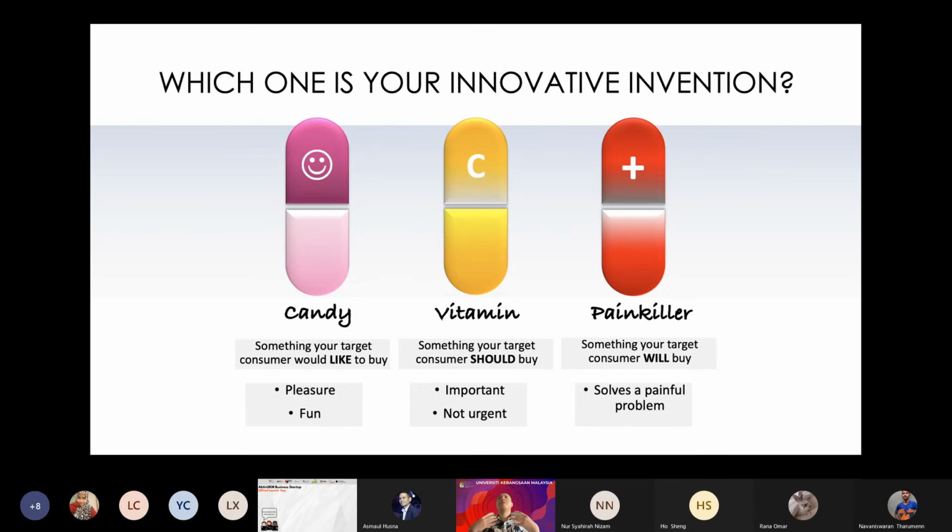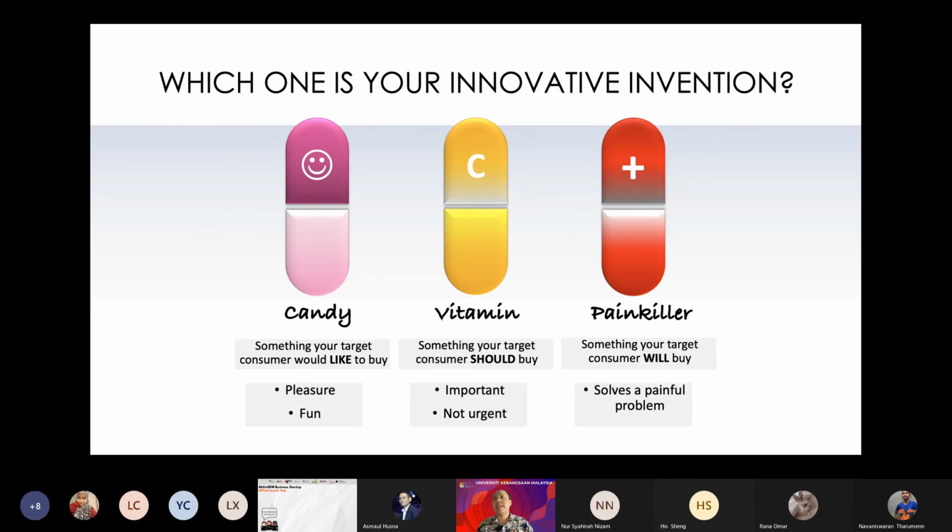Okay. So if your product is like this, you have to be careful as well, because when they see your product, they say, oh, I want to buy it, and then they look at their wallet and say, I don't have enough money. They will say, okay, never mind, I will buy next time. So if they have a next time, it means your product is not important enough.